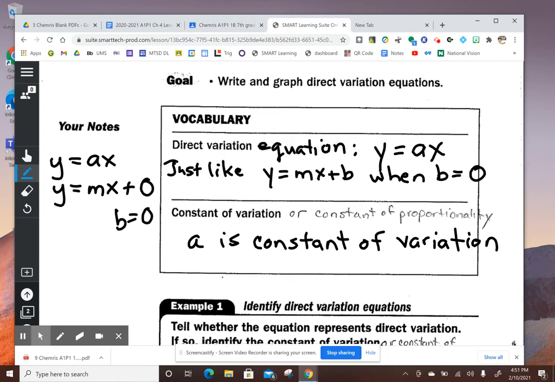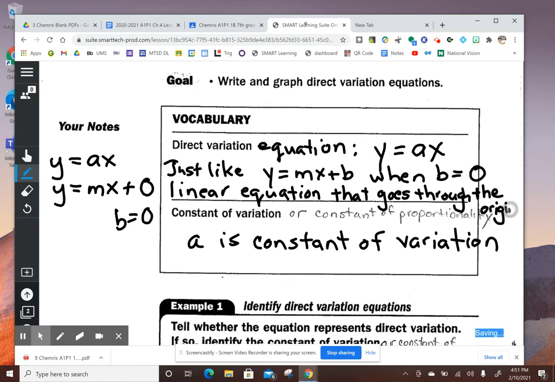Now, if b equals 0, and it's just like y equals mx plus b, that means a direct variation equation is a linear equation that goes through the origin. And how do I know it goes through the origin? Because if b is 0, then it must go through the origin.